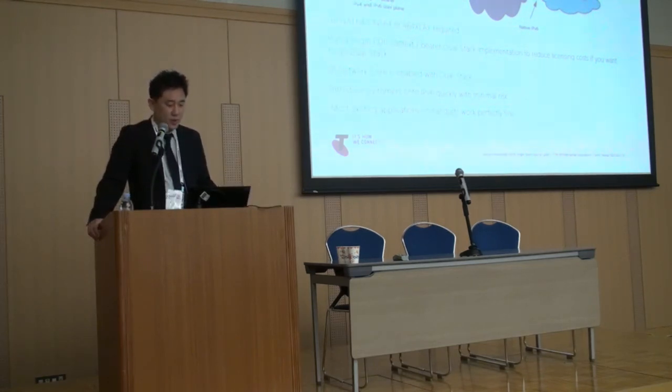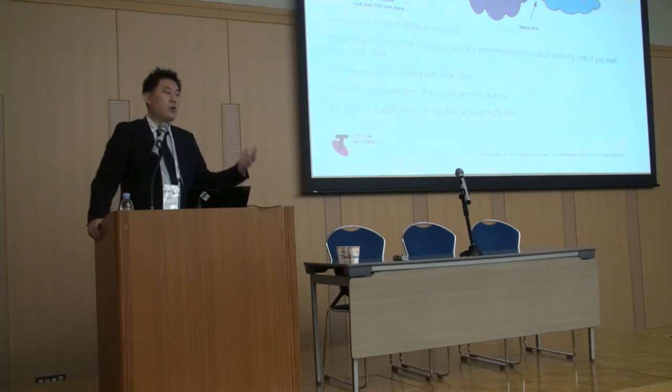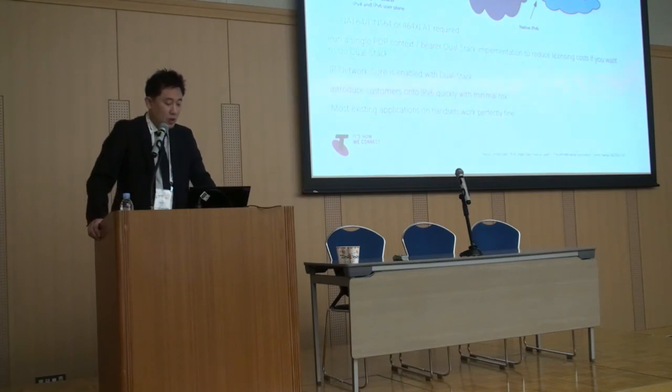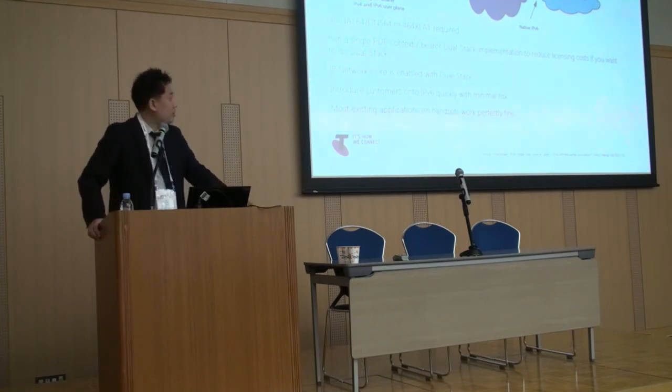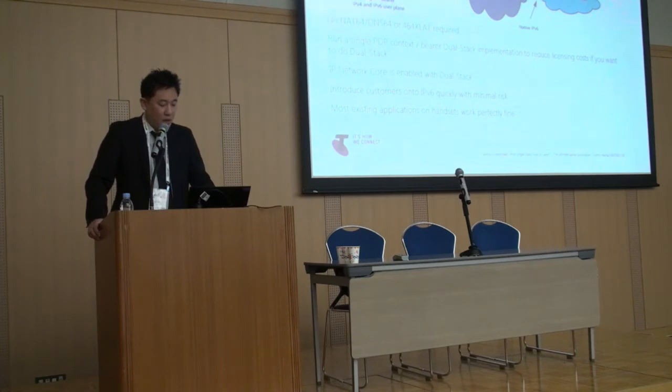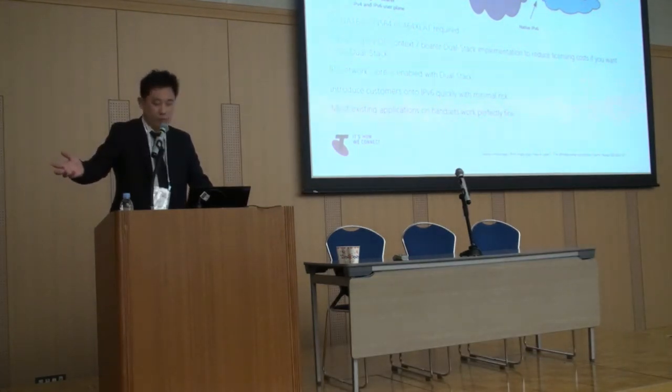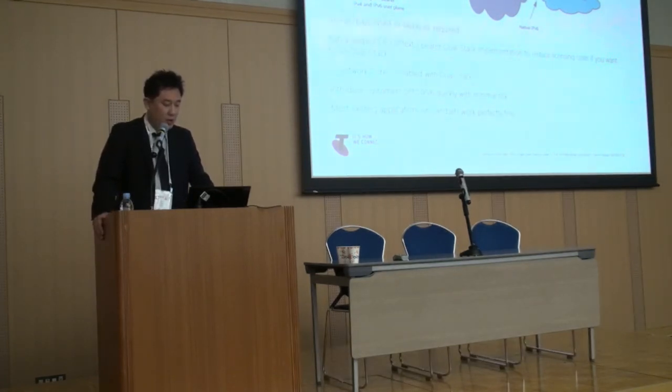It's very simple. You have to run a single PDP context or bearer, radio bearer, for dual stack. That requirement is basically there to reduce licensing costs because it costs a lot of money for radio bearers. If you want to do dual stack, it's best you have a single bearer. IP network core is enabled with dual stack, the purple one in the middle. So with this kind of setup, you can introduce it very quickly to your customers with minimal risk. And most existing applications work perfectly fine with this kind of setup.